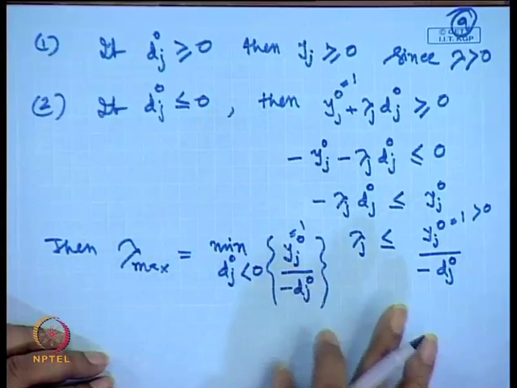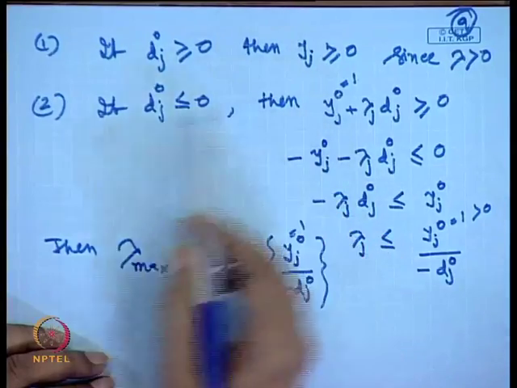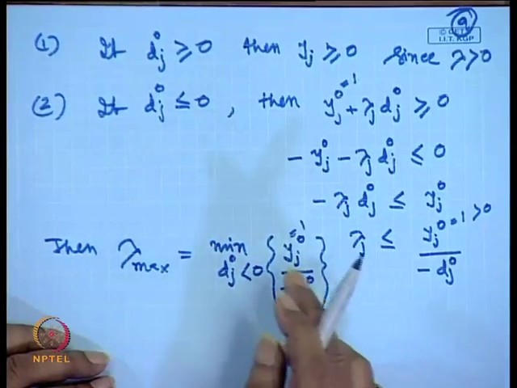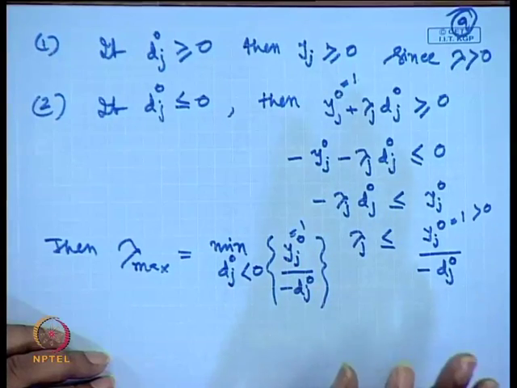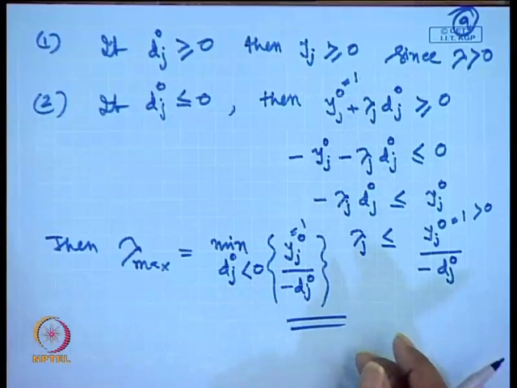And this will ensure that y j will always be greater than or equal to 0. Agree? This ensures that this will be greater than or equal to 0.